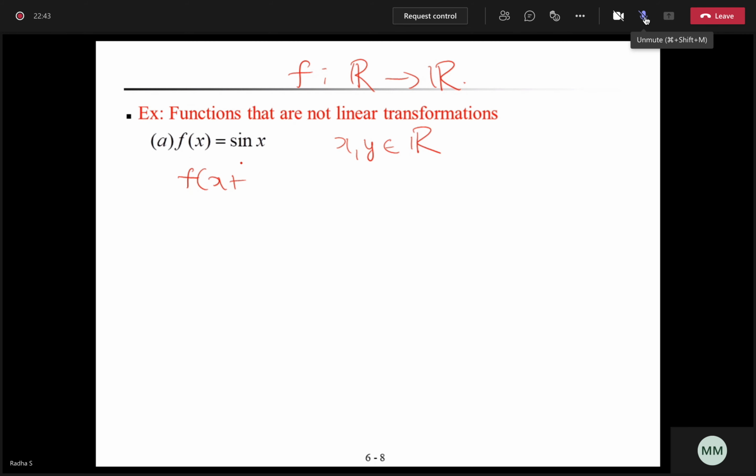Is this clear? Yes, ma'am. Okay. I'll give you one more. Can you please do it silently and tell me whether it is a linear transformation? F of x equal to x square. Again, x is coming from R.